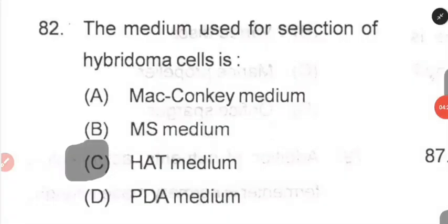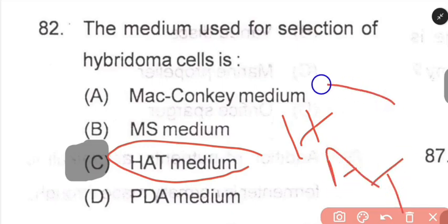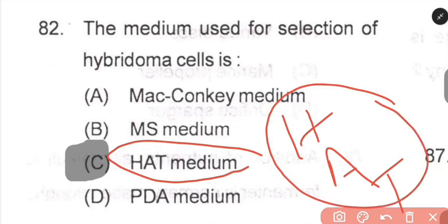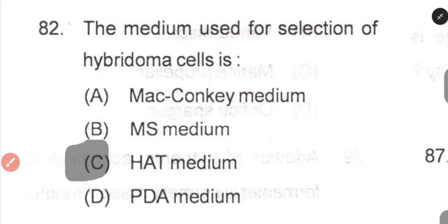The medium used for selection of hybridoma cells is the selective medium, HAT medium, which is hypoxanthine aminopterin thymidine medium. It is selective, where only hybridoma cells will grow, and this hybridoma technology is used for development of monoclonal antibodies.